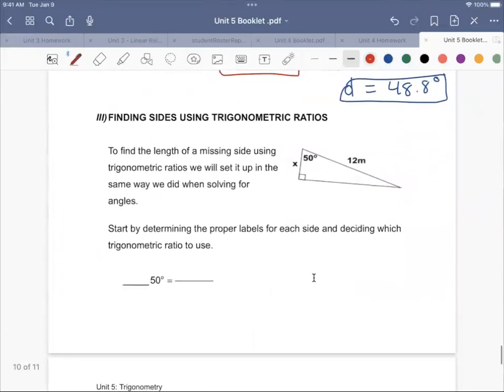Awesome. So finding sides then using trigonometric ratios. To find the length of a missing side using trigonometric ratios, we can set it up in the same way we did when solving for angles. All we are going to do is rearrange things a little bit depending on what we are looking for and what side we're looking for.